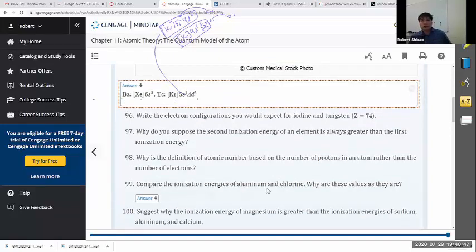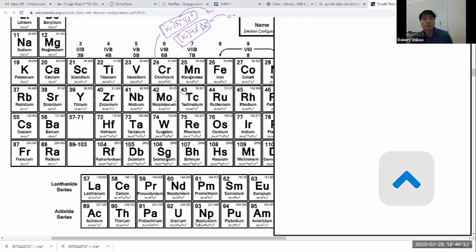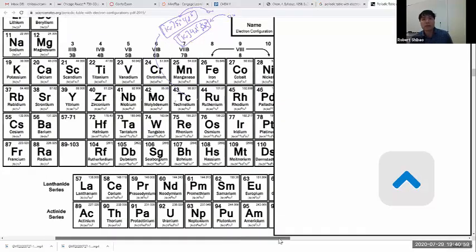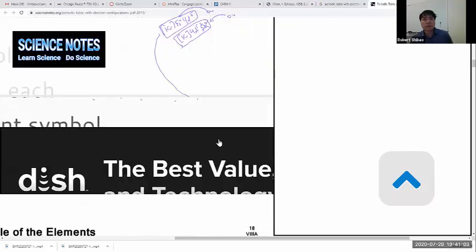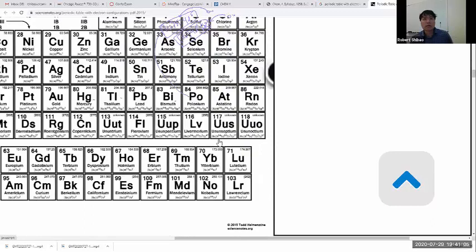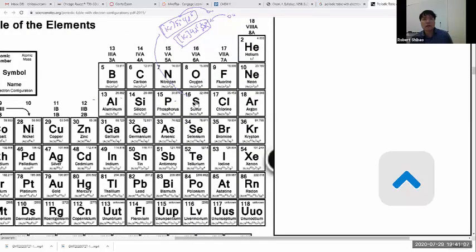Compare the ionization energies of aluminum and chlorine. Why are these values as they are? For the ionization energy of aluminum and chlorine, let's take a look at the periodic table. Which one would you expect? The smaller one should have the higher ionization energy. Chlorine should have the higher ionization energy.